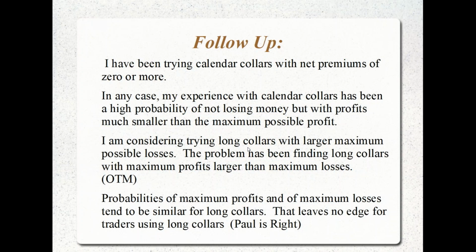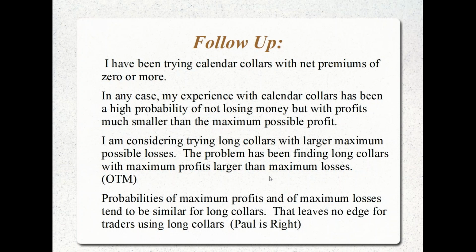Now you're considering trying long collars, standard structure with larger maximum possible losses. Okay, the problem has been finding these long collars with maximum profits larger than the maximum losses. You only find that with out-of-the-money collars. And the issue with the out-of-the-money collars in this case is that it might not match your trading goals. In other words, you have such a low probability of getting the maximum profit that's larger than the maximum loss, it might not be worth it.